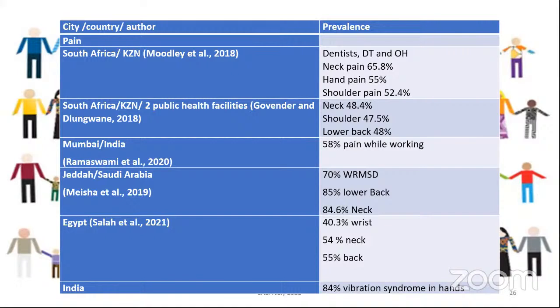pain prevalence among hygienists of 70% for neck and 56.5% for hand pain, respectively. Dentists reported the highest prevalence of shoulder pain, which was 55.8%. Percutaneous injury was also seen among this cohort.